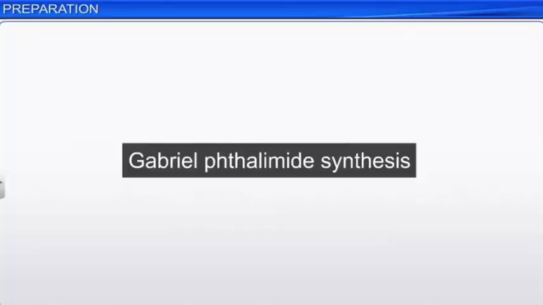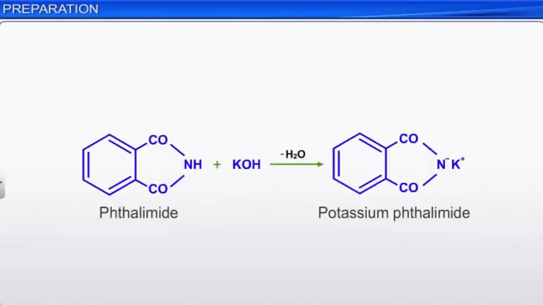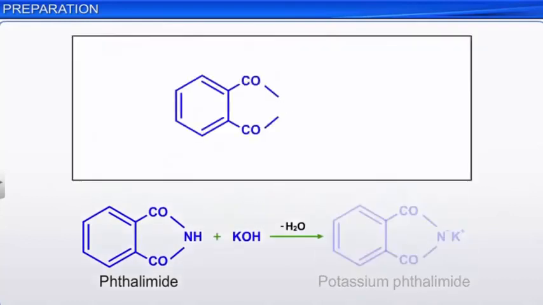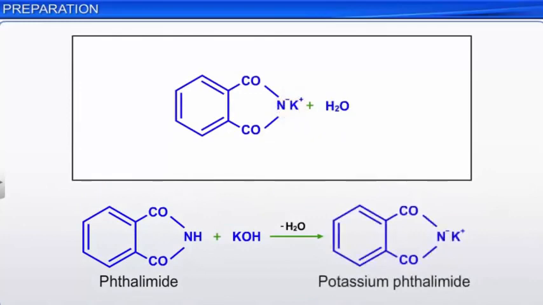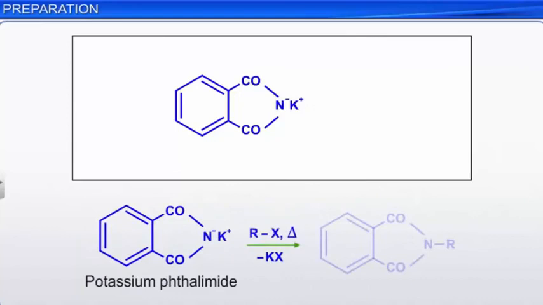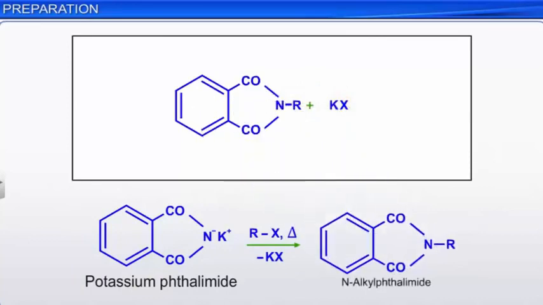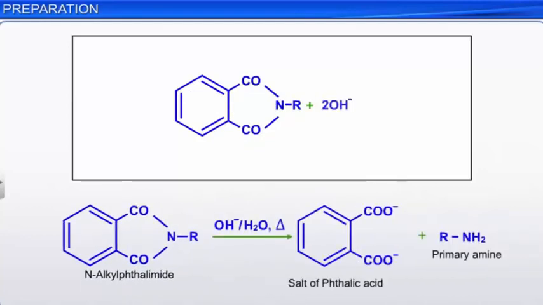A convenient method for the preparation of aliphatic primary amines is Gabriel's phthalimide synthesis. In this method, phthalimide is treated with ethanolic potassium hydroxide to yield potassium phthalimide. This potassium salt of phthalimide, on heating with a suitable alkyl halide, gives N-substituted phthalimide. The subsequent alkaline hydrolysis of N-substituted phthalimide results in the formation of the corresponding primary amine.